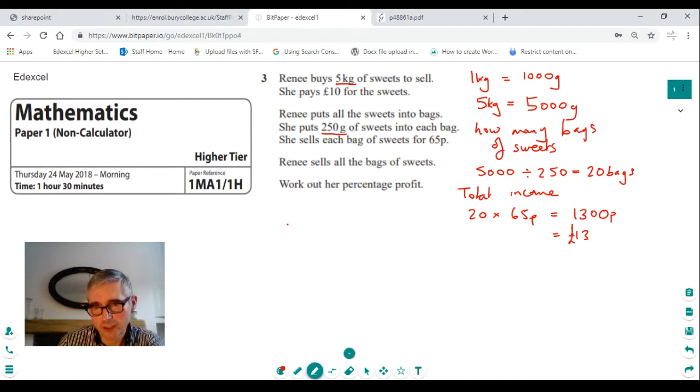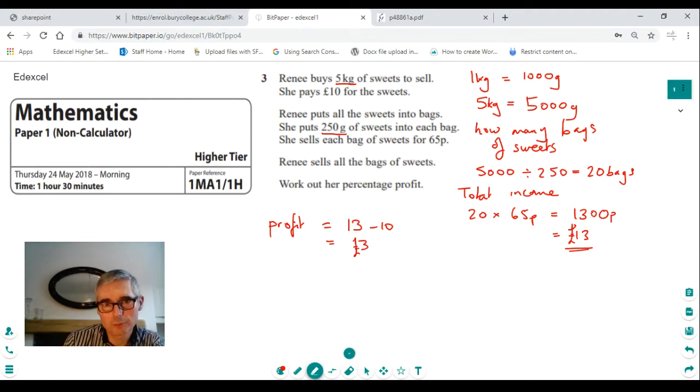And again, we've got to realise that we've got to work in consistent units all the way through. So we start off with paying out £10 for the sweets to begin with, and so if that's our income, then our profit is going to be the difference between our income and the amount we paid initially. So our profit is going to be 13 minus the 10. So our profit is going to be £3.